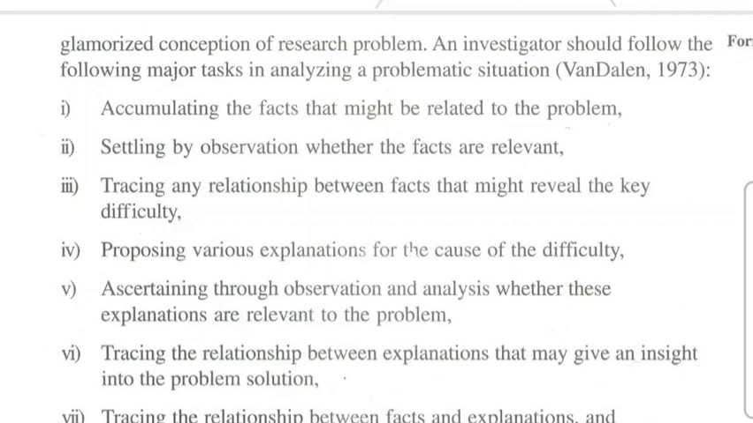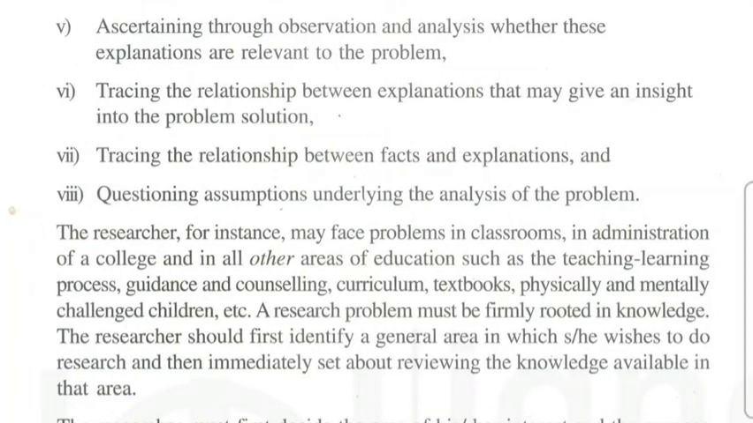Van Dalen, 1973. I. Accumulating the facts that might be related to the problem. II. Settling by observation whether the facts are relevant. III. Tracing any relationship between facts that might reveal the key difficulty. IV. Proposing various explanations for the cause of the difficulty. V. Ascertaining through observation and analysis whether these explanations are relevant to the problem. VI. Tracing the relationship between explanations that may give an insight into the problem solution. VII. Tracing the relationship between facts and explanations. And VIII. Questioning assumptions underlying the analysis of the problem.